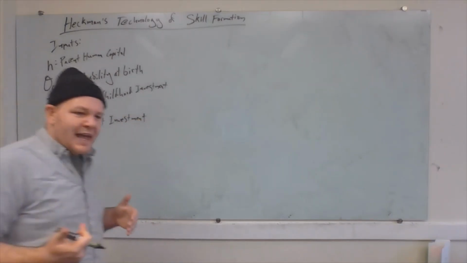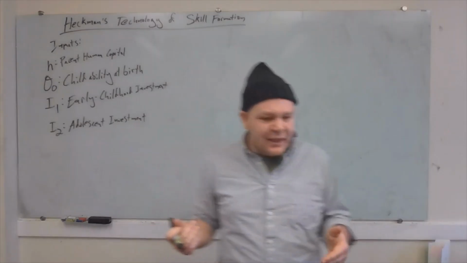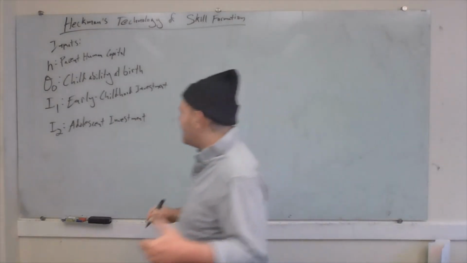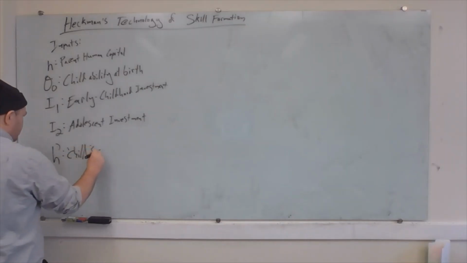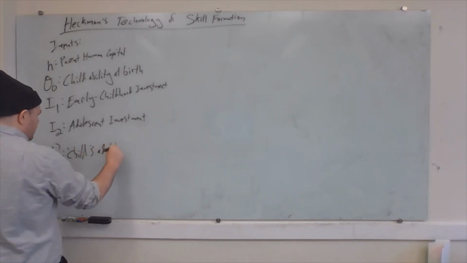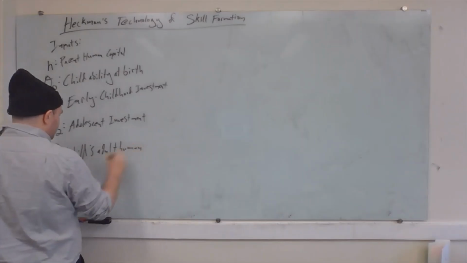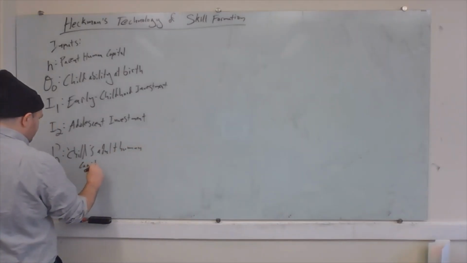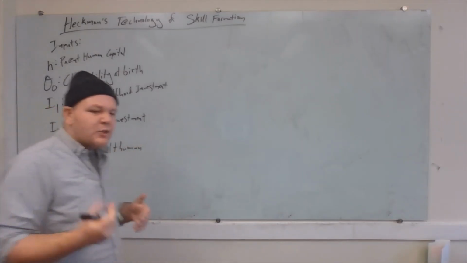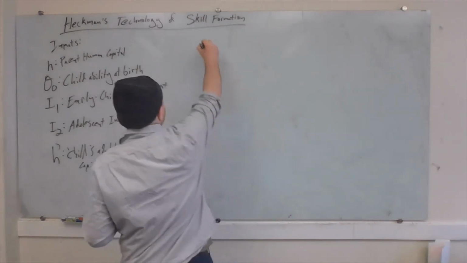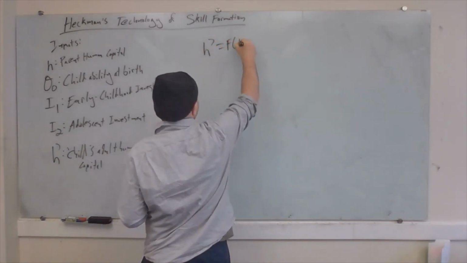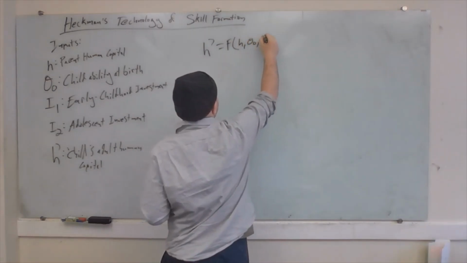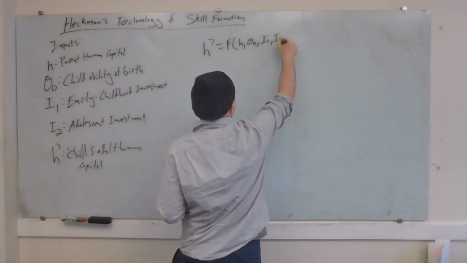Now, Heckman's going to say that fundamentally, the child's eventual human capital, which we'll call H prime, is just going to be some function of all of this stuff, right? So we're going to say H prime is going to depend on H, sigma naught, I1, and I2.